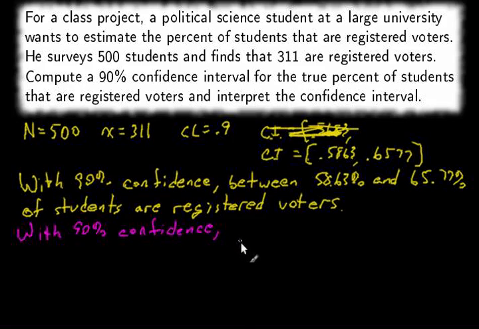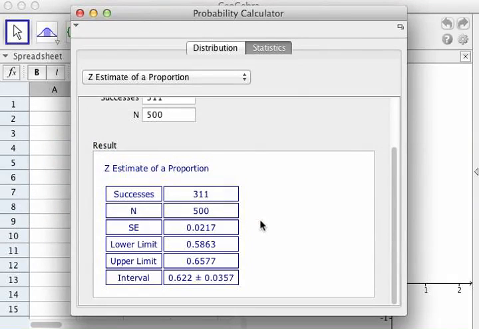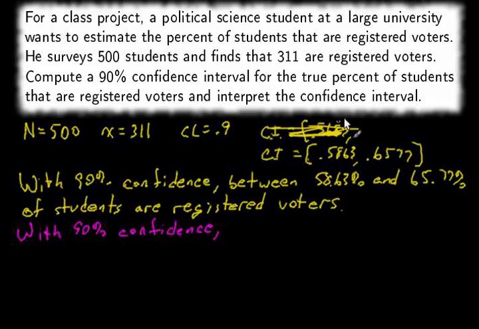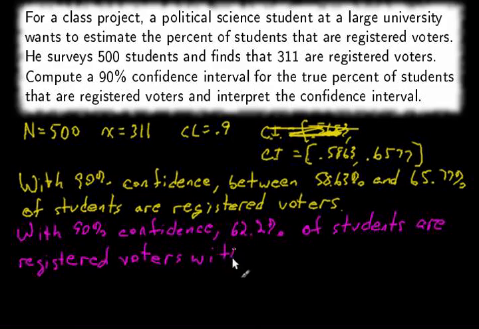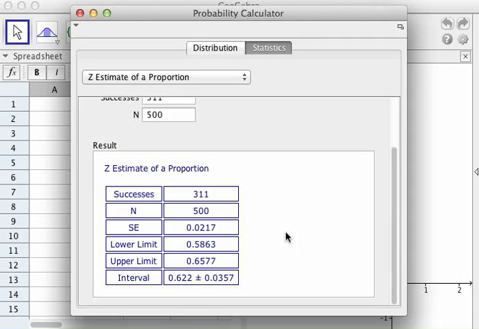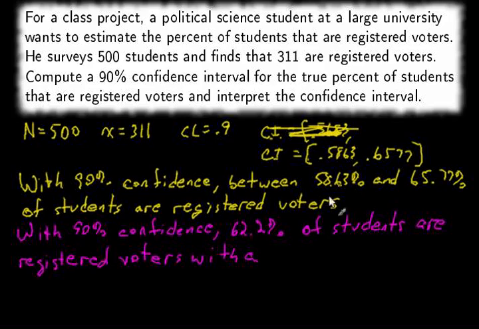With 90% confidence, we can say that 62.2% of students are registered voters, with a 3.57% margin of error.